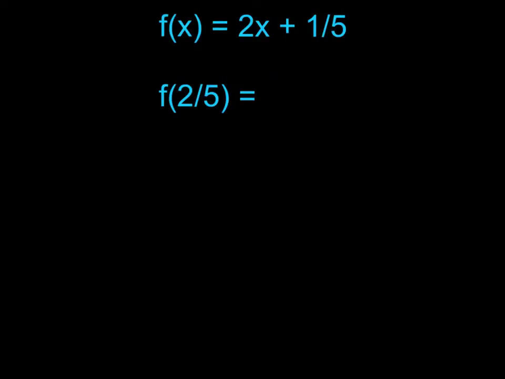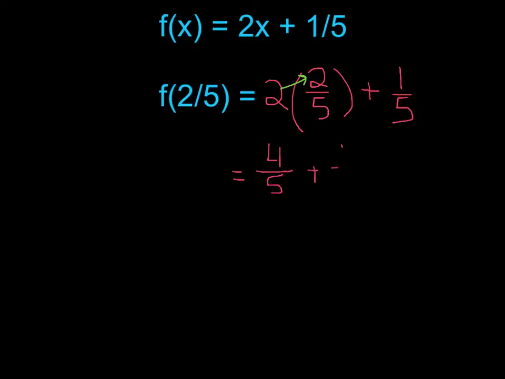Okay, last example using this basic function notation. We want to find f of 2/5 when f of x equals 2 times x plus 1/5. So we have 2 times 2/5 plus 1/5. So 2 times 2/5, multiply to the numerator, 2 times 2. So that becomes 4/5 plus 1/5. We have a common denominator, so we can just add the numerators to get 5/5, which is just 1.